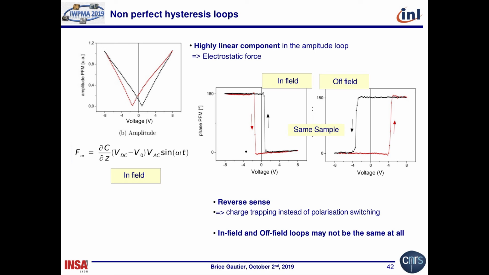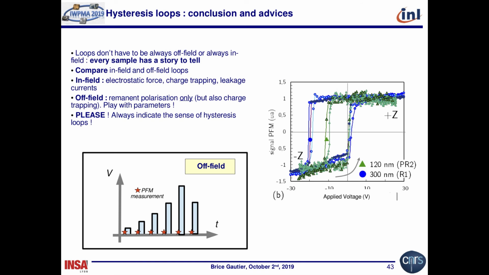This is what happened there. When you increase the voltage there, you trap charges in your sample and they are released there, then you trap charges the other way around and they are released there, and so on and so on. What you see is charge trapping. But the loops are beautiful. So the conclusion of that is that you have to gain information about your sample.